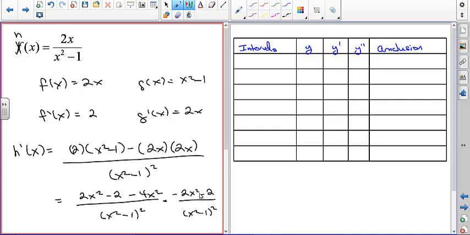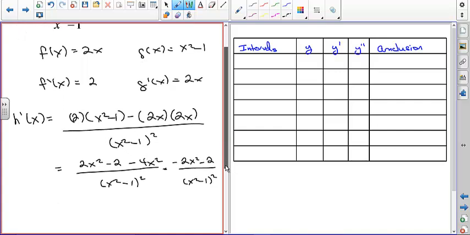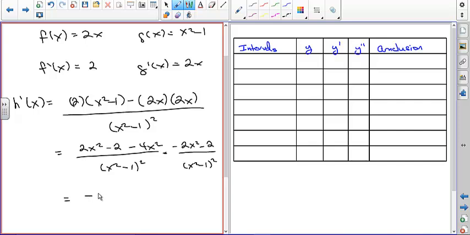Just double check here. You could factor out the -2, so you get -2 times x squared minus 1 divided by x squared minus 1 squared. Something's fishy. Hold on just a second. The reason something's bothering me here is because, oh, it's +1. There we go, that makes more sense. So when I factor out -2, I'll get -2 times x squared plus 1 over x squared minus 1 squared.